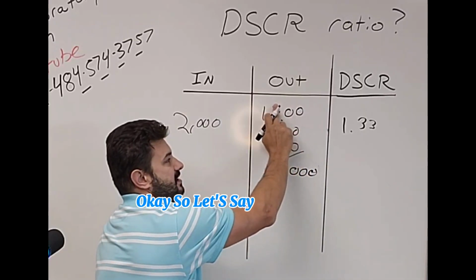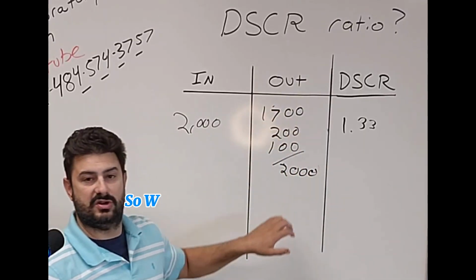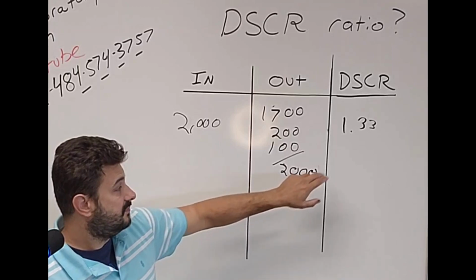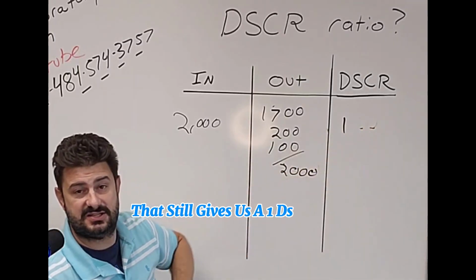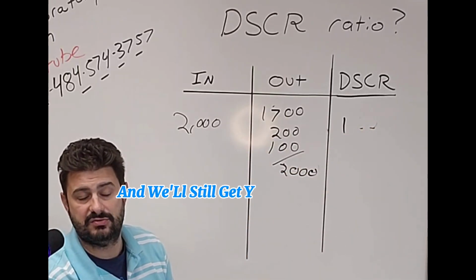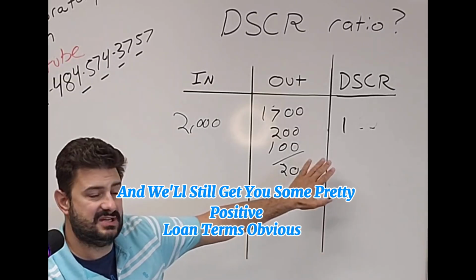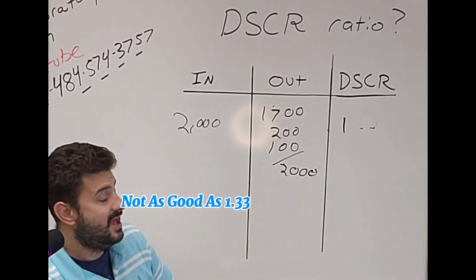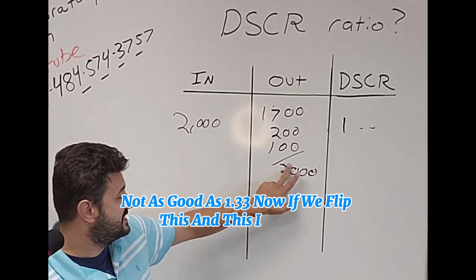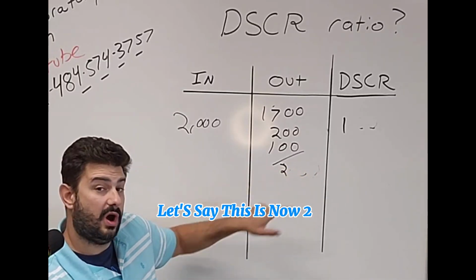Now, if we change these numbers and we come in at $2,000 a month, so let's say this is a bit higher, so we're at $2,000 a month, so we're equal here. That still gives us a 1 DSCR ratio, and we'll still get you some pretty positive loan terms. Obviously not as good as 1.33.